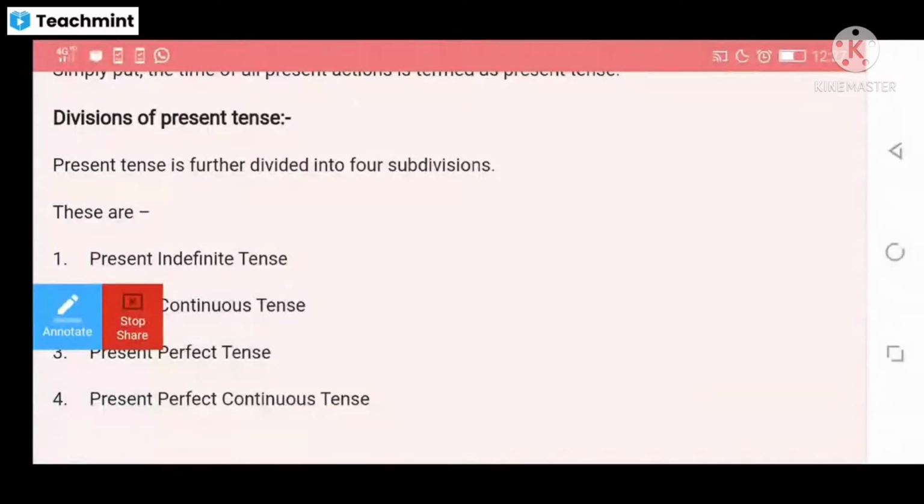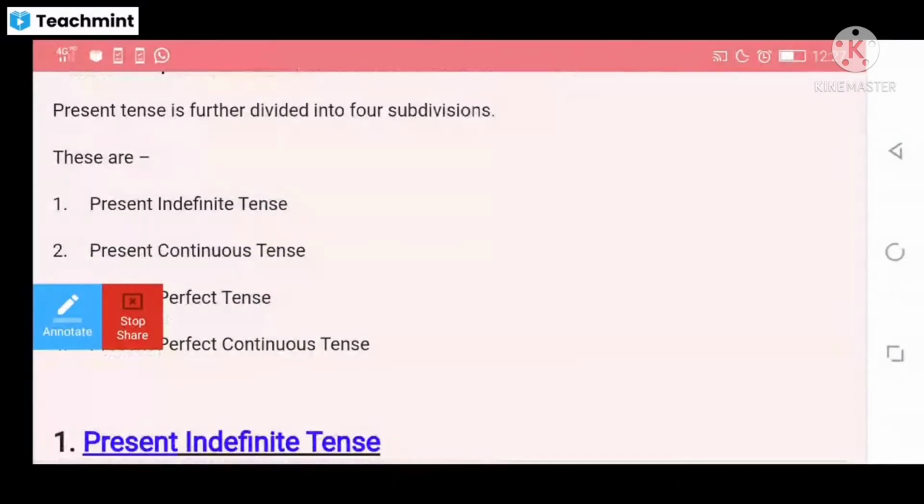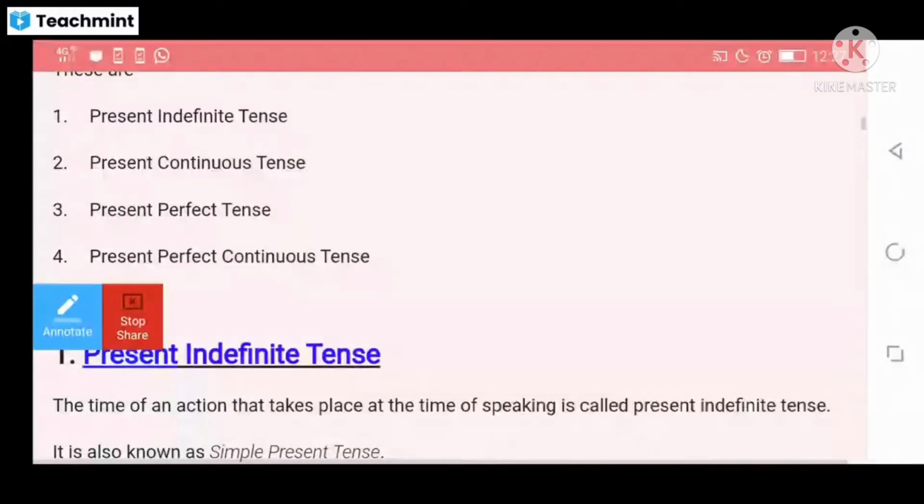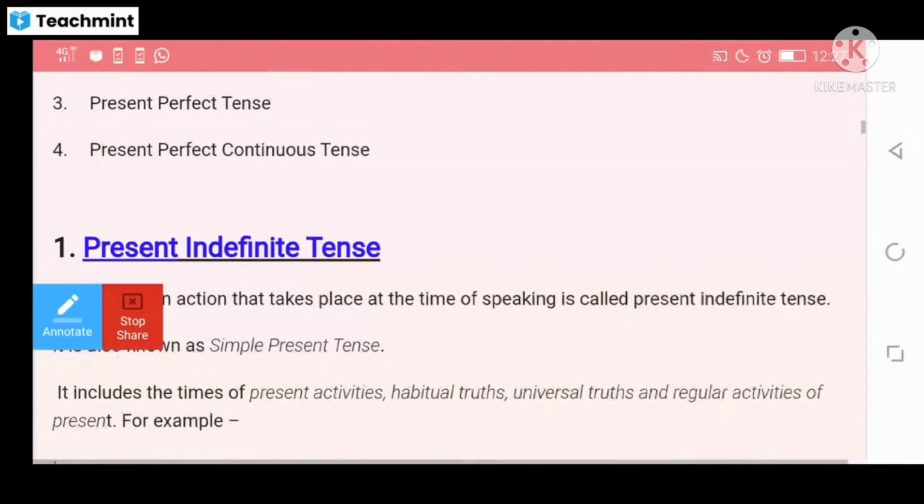I hope you have learned that the present tense has been classified into four distinguished subdivisions, and these are indefinite, continuous, perfect, and perfect continuous. Now let us learn each of these subdivisions separately. So now at the beginning, let's learn about the present indefinite tense.